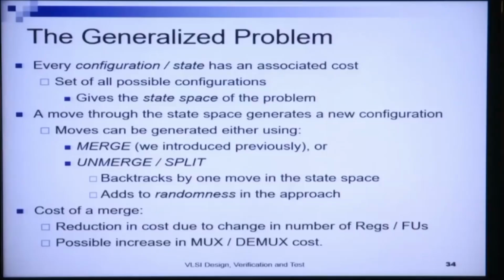So we merge, which we introduced previously, and now we introduce a split. A split backtracks by one move in the state space and adds to the randomness of the approach. So I can either merge, to obtain a lower number of functional units or registers, or split. That means I have allocated a certain number of temporary registers to a given hardware register set. Then when I do a split, this set of temporary registers will be divided into two sets, and these two sets will be implemented using two distinct hardware registers.